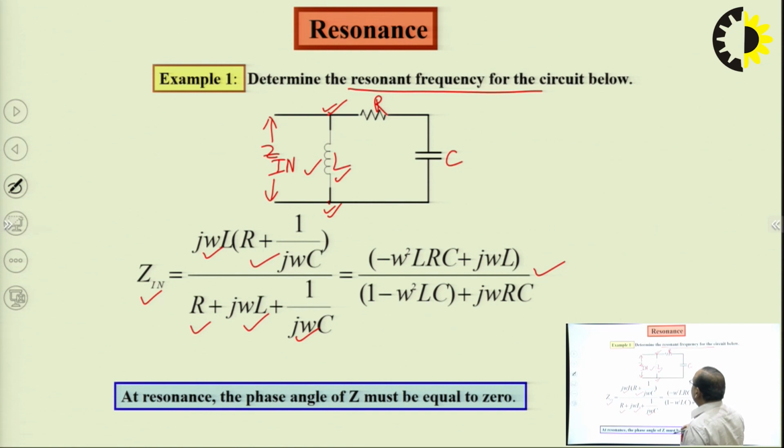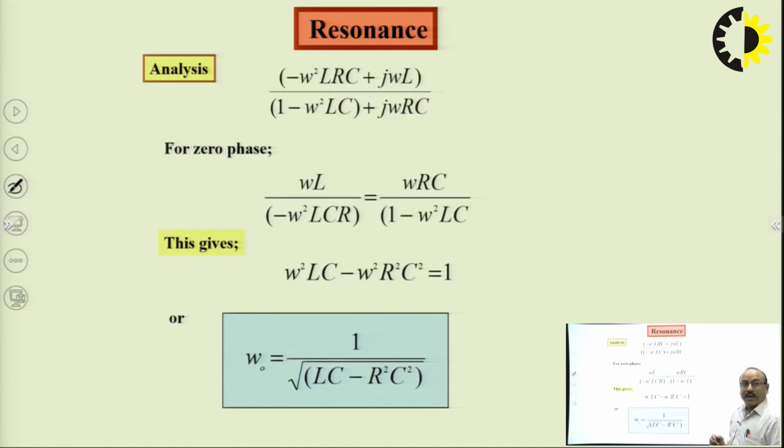Now, if we want to observe the resonance condition in this, we know that at resonance the supply voltage and supply current are in the same phase, or the impedance of the circuit will have only the real part, no imaginary part. So, the imaginary part of this impedance should be 0 at resonance. That is why at resonance the phase angle of Z must be equal to 0, since when the imaginary part of the impedance is 0, the phase angle of Z is also 0. By doing so, this is the impedance of the circuit that we have found already, Zn.